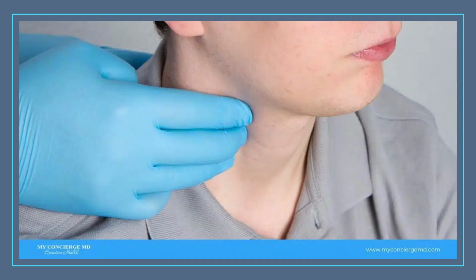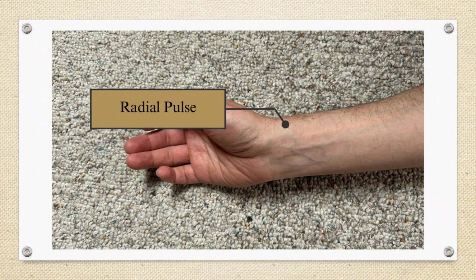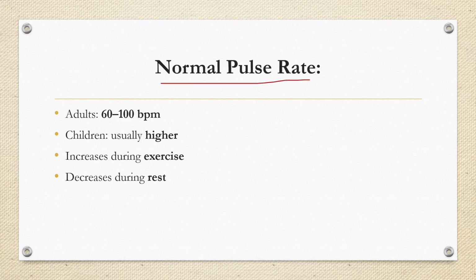Students, you mostly see this in the movies. It is used to check whether a person is alive or dead, and this point is called the carotid pulse. And this one, students, is the radial pulse at the wrist. These are two common places where we can feel the pulse. Normal pulse rate in adults is 60 to 100 beats per minute, and in children it is usually higher. It increases during exercise and decreases during rest.